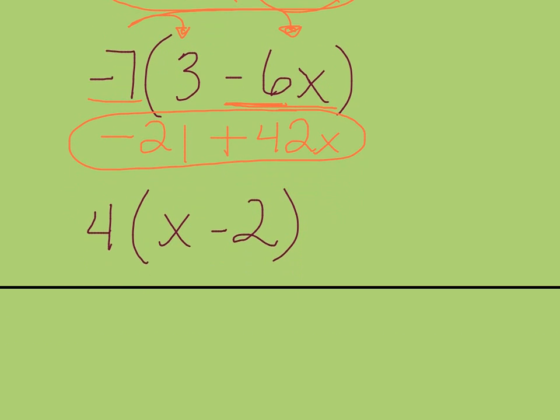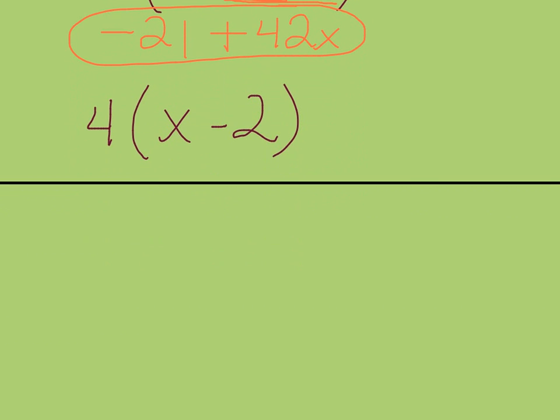Our last one down here, I did this just because we didn't talk about these in class until the very end, is when you have a letter that has no number in front of it. Well, remember, if there's an x there, that means we have 1x. So we always understand that there's a 1 in front of a letter that doesn't have a number. So now we say 4 times 1x is just 4x, and then 4 times negative 2 is negative 8. So we'd write 4x minus 8, and that's it.